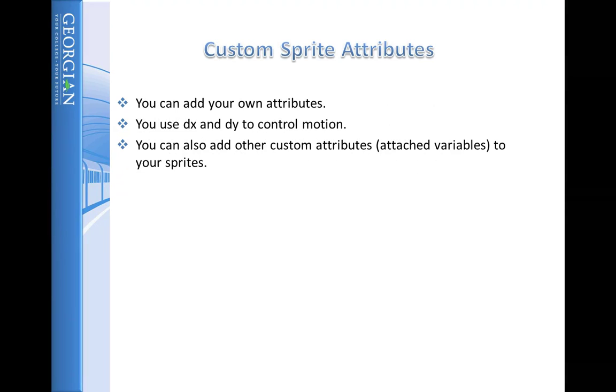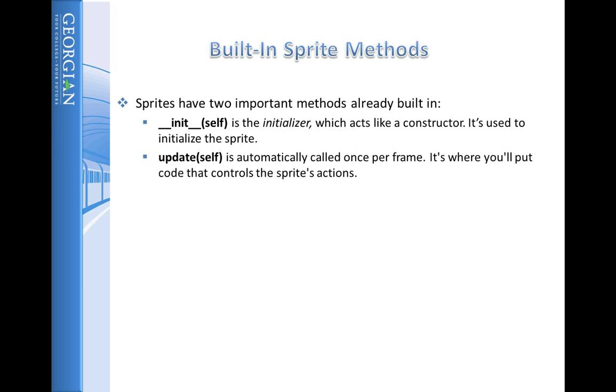You can add your own attributes. And this is where we added dx and dy to control motion, right? Again, we just call them dx and dy. They're just two variables that keep track of how far you want to change the y, the x attribute. And other custom attributes, which we're going to talk about. Okay? Two methods. You're going to need to create this constructor object, and the update, like we said.